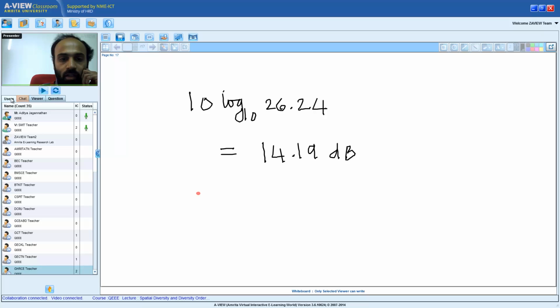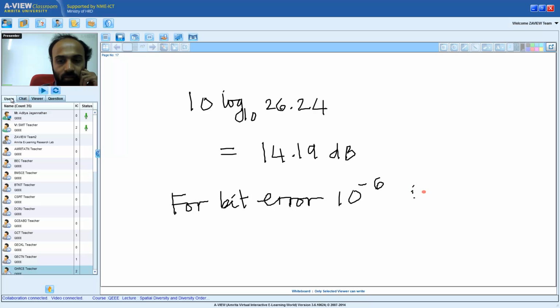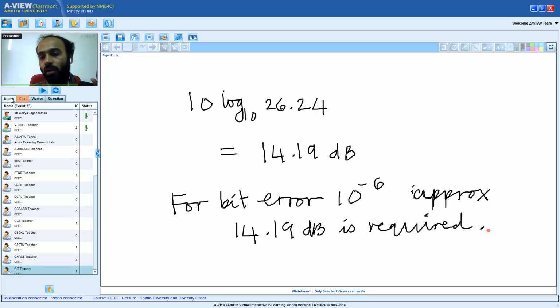So the answer is approximately 14.19 dB required for a bit error of 10 power minus 6. Alright, so we have basically completed the probability of error for an AWGN channel. What we are going to do next is derive the probability of error for a wireless communication system.